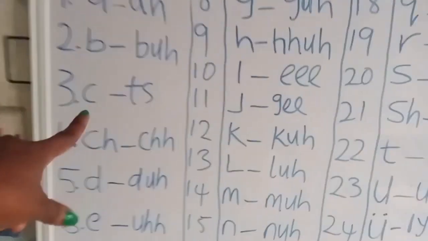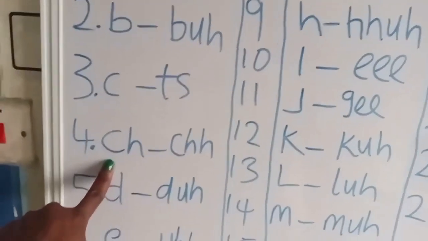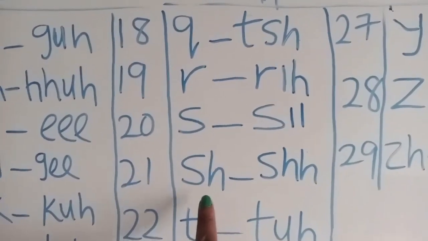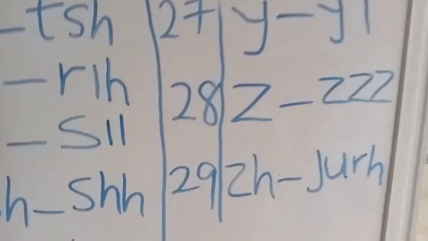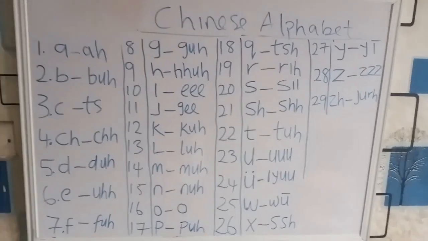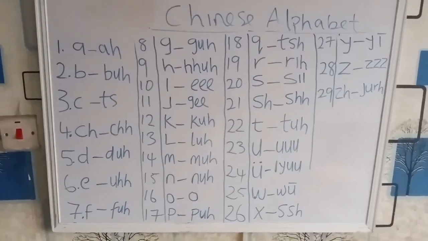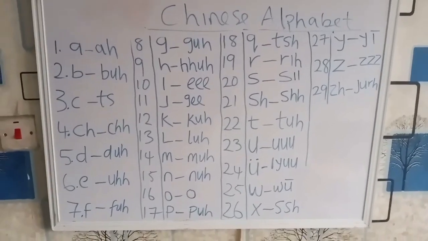And here in C, after C, you have another C with H, CH. And after S, you have another S with H, SH. And then after Z, you have another Z with H, ZH. So those are the differences. Please pay rapt attention. Listen very attentively as I say them. I even made it easy. I wrote something to help us with pronunciation.